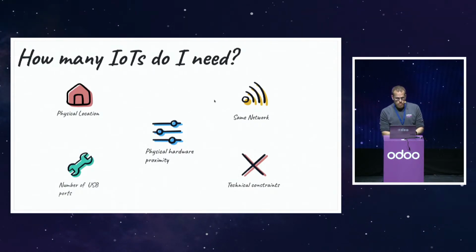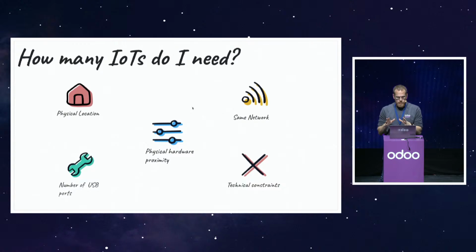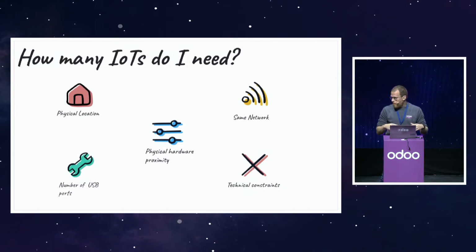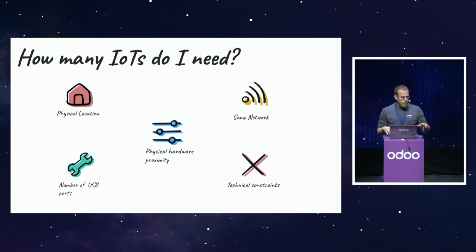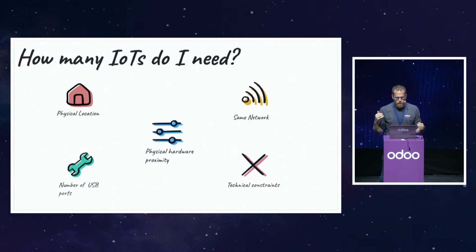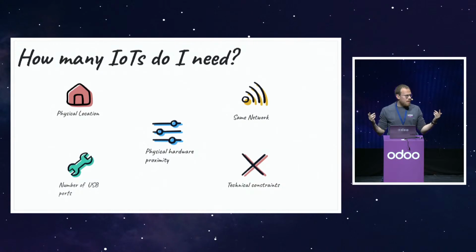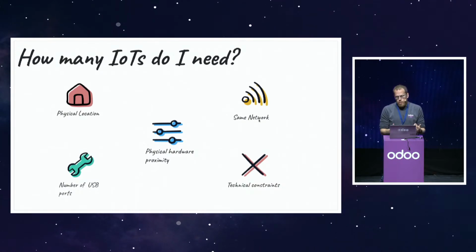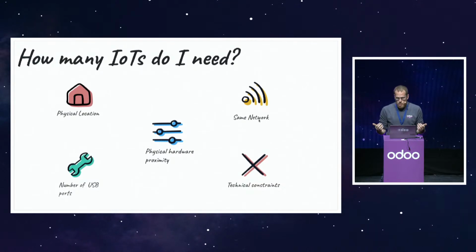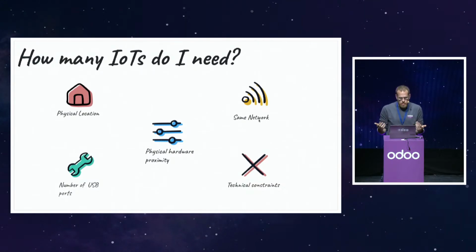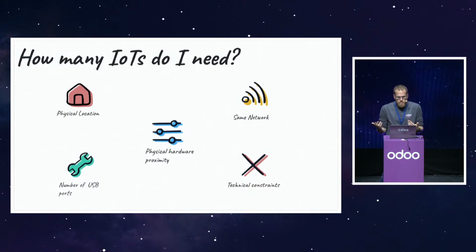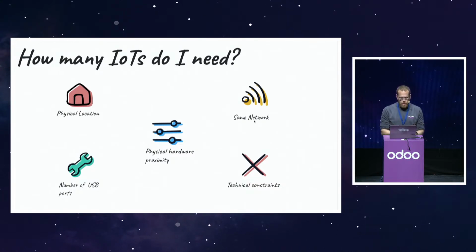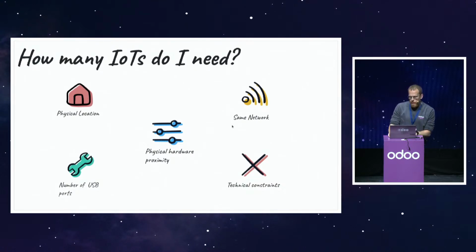There is also the physical hardware limitation by the proximity. Imagine that I have two POS configs, one on my left, one on my right, and they are 10 meters away. You will need a very, very long cable to do it, and sometimes two IoTs or two virtual IoTs might be better than only taking one on a very long cable.